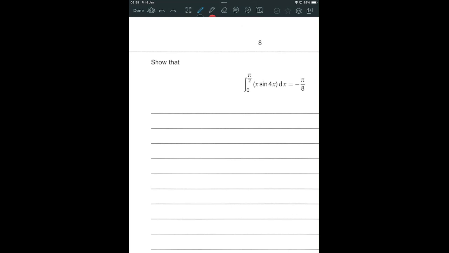Now if you remember by parts, if you use the LATE acronym to tell you which order to pick things in, we should be picking u to be the x and dv by dx to be the sine 4x. The reason being, when we differentiate and we integrate, the second integral that's going to pop up is going to be a lot easier because the x is differentiated back down to 1.